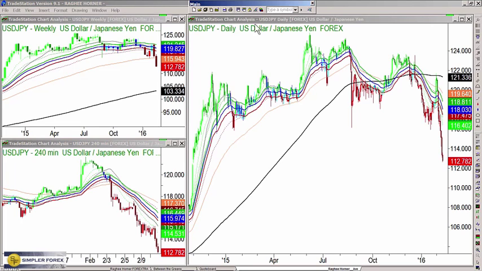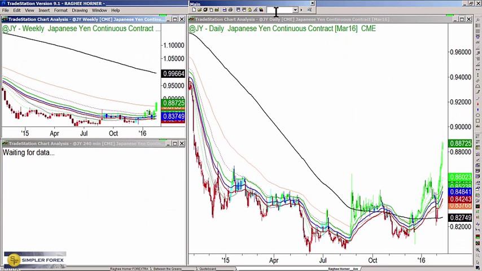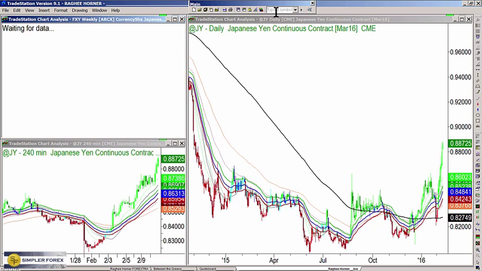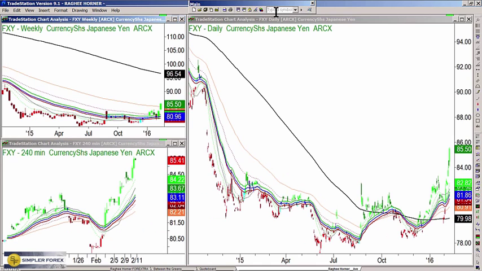So a lot of you might be used to looking at the Japanese yen by way of something like JY or the FXY. So let's discuss this one aspect of the Forex view of the Japanese yen versus the typical ETF or futures view of the Japanese yen. And it's not complicated, but it's something that's hugely important.